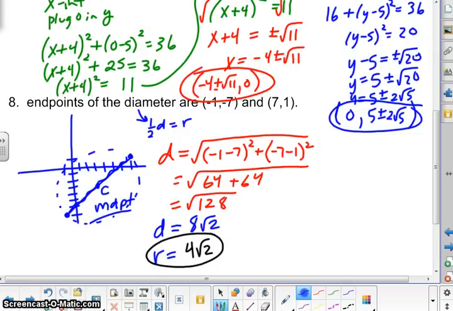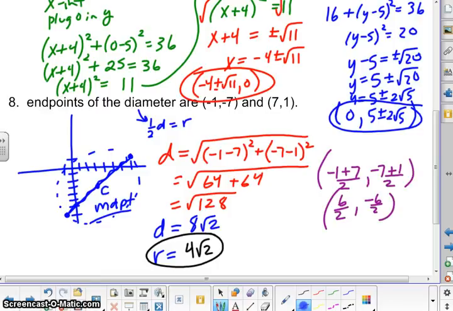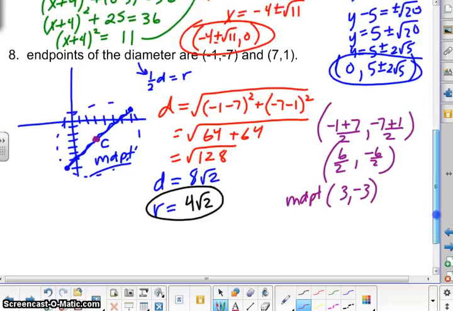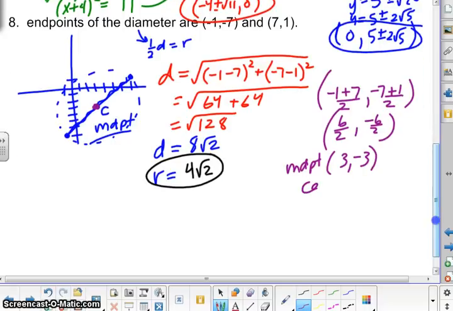Now let's find the midpoint. The midpoint is the x's added together divided by 2 and the y's added together divided by 2. So this one's going to be 6 over 2. This one's going to be -6 over 2, for an answer of (3, -3). So that is the midpoint of those 2 points. Now, why is that a necessary thing? Because that's also going to be the center of our circle.